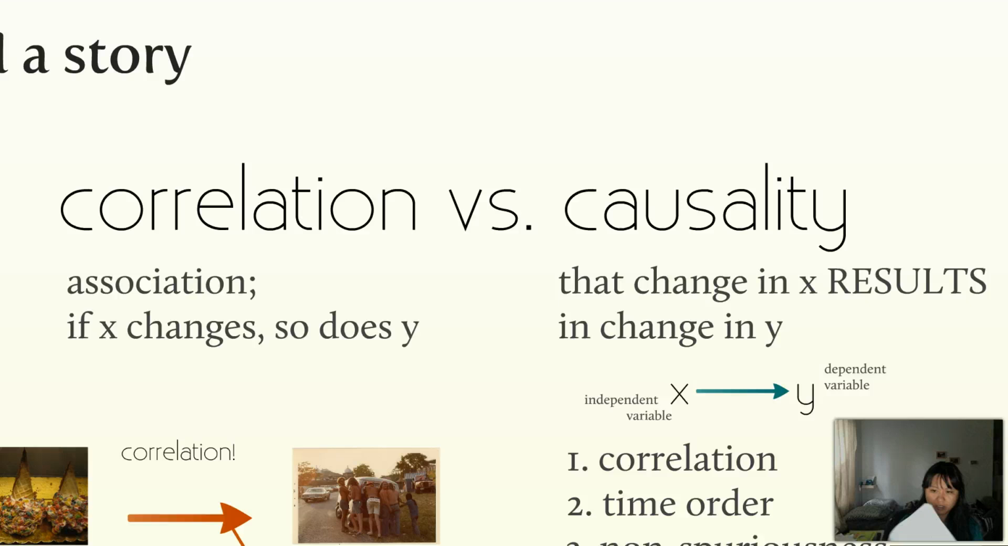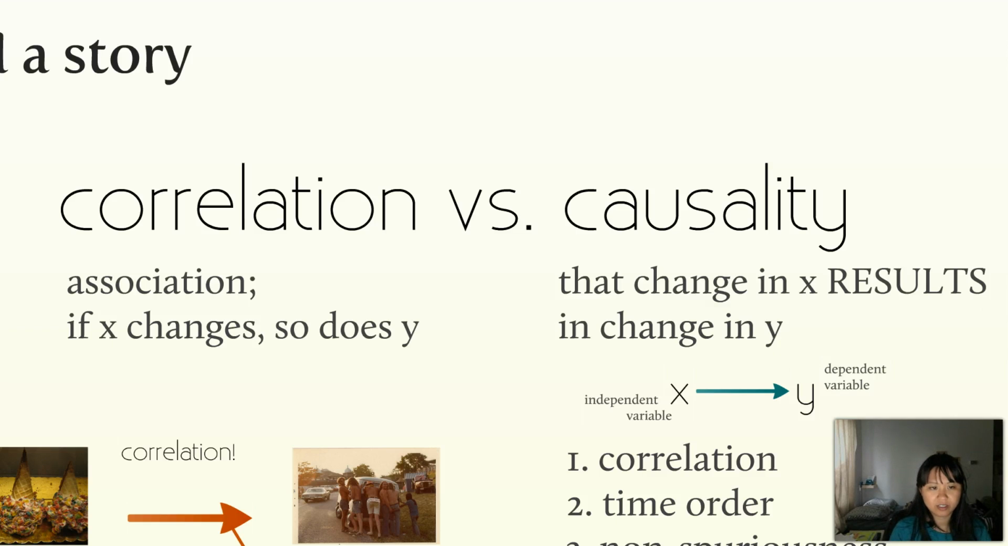So you have this idea of something causing something else. X causes Y. And in the example that we were just talking about, this idea that if you have a lot of connections, hopefully you'll get a job. How do we determine if there's actually a causal relationship? That brings us to this notion of correlation versus causality.